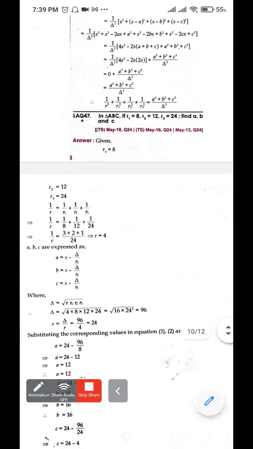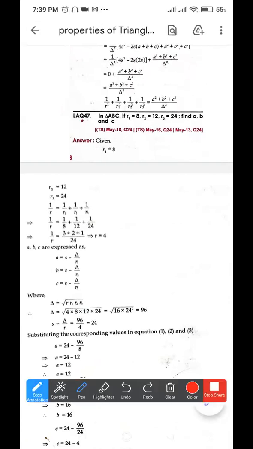Next one. If R1, R2, and R3 are given to you, find A, B, and C. Simple. We know the value of R1, R2, and R3. In the previous question, we knew the value of R, but here we don't know the value of R. So what is R equal to? 1 by R is equal to 1 by R1 plus 1 by R2 plus 1 by R3. Substitute and you will get the answer as R is equal to 4. Then substitute in the formulas. A is equal to S minus delta by R1, B is equal to S minus delta by R2, and C is equal to S minus delta by R3.